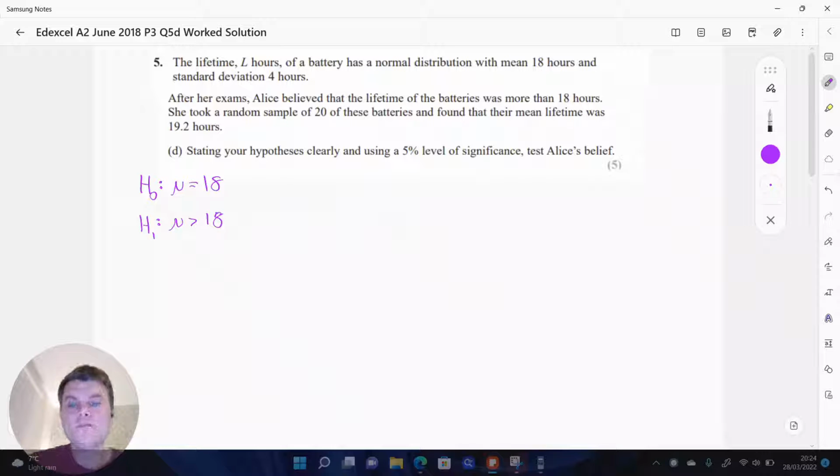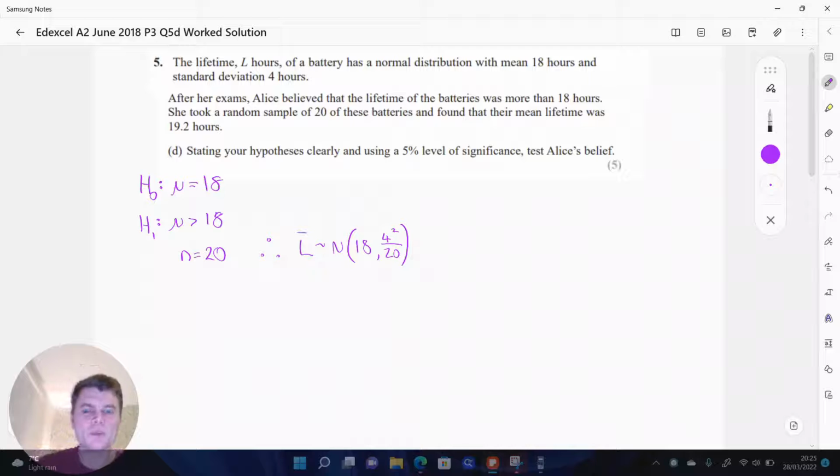Okay, so for this particular one, we have 20 in our sample, so n is 20. And because this is a sample, we need to write down the sample normal distribution. So we have a sample L is normally distributed. The mean stays at 18, and this time it's the variance that's going to change. Because it's a sample, we have our variance all over n, which is 20.